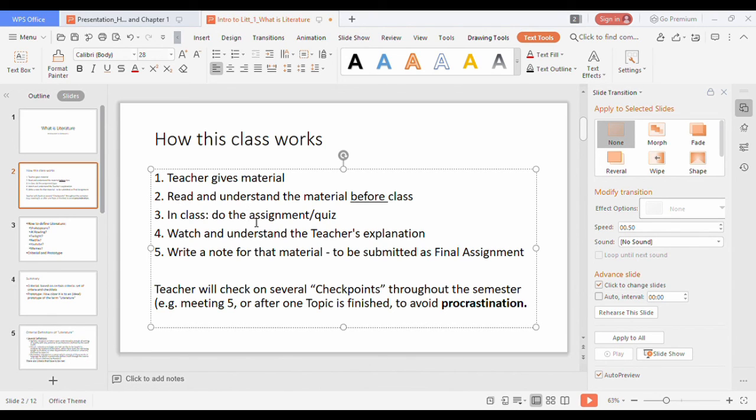Okay, now let's continue with the material at hand, about the article "What is Literature?"